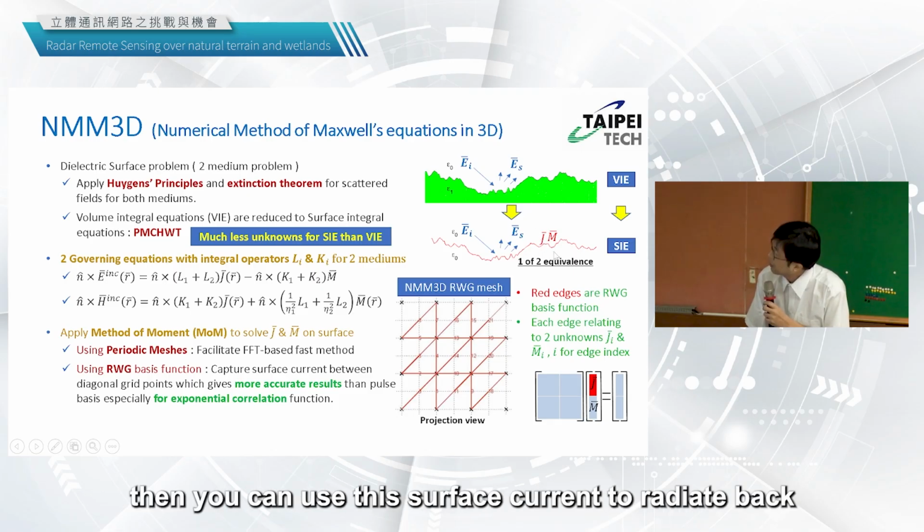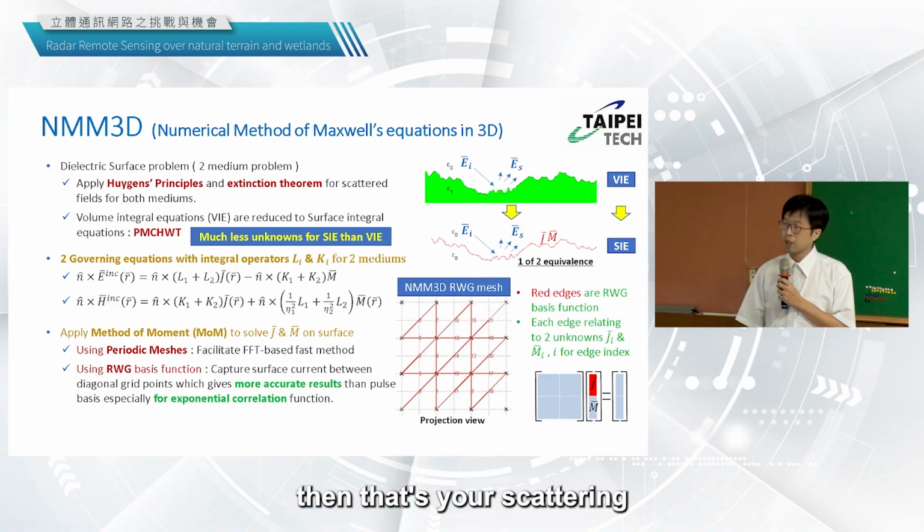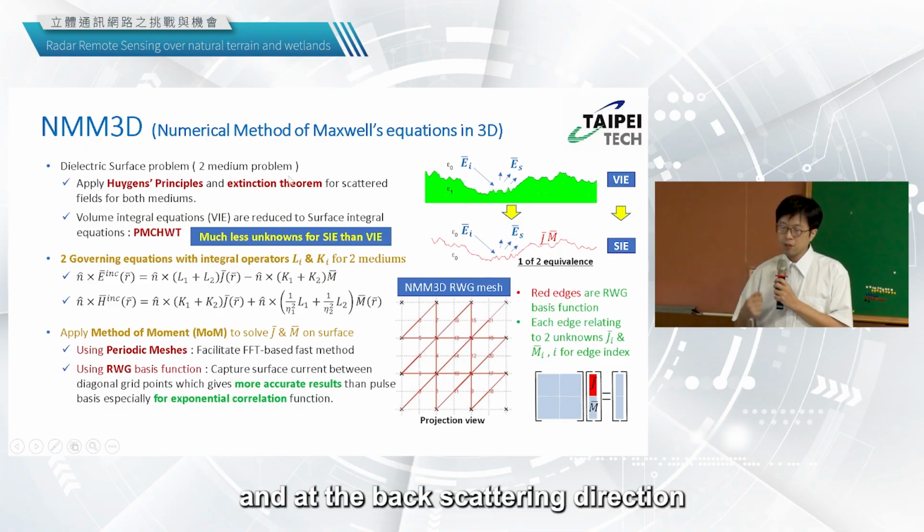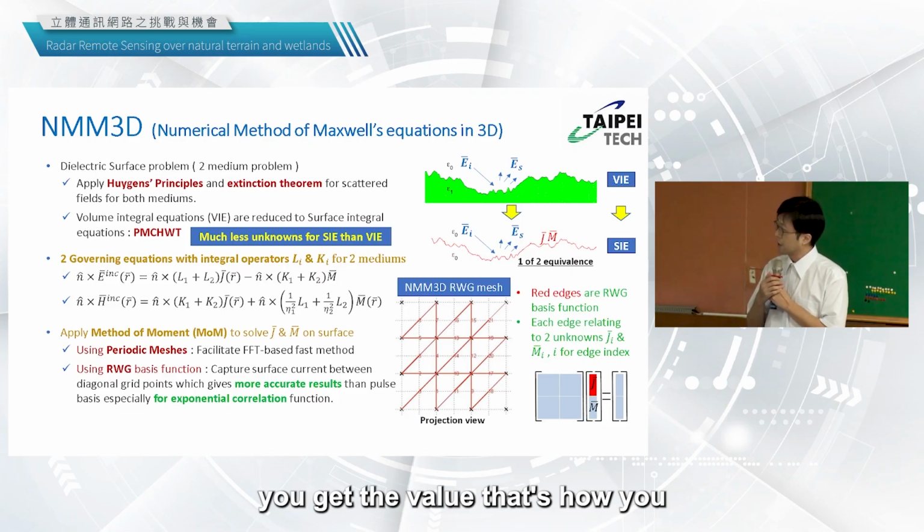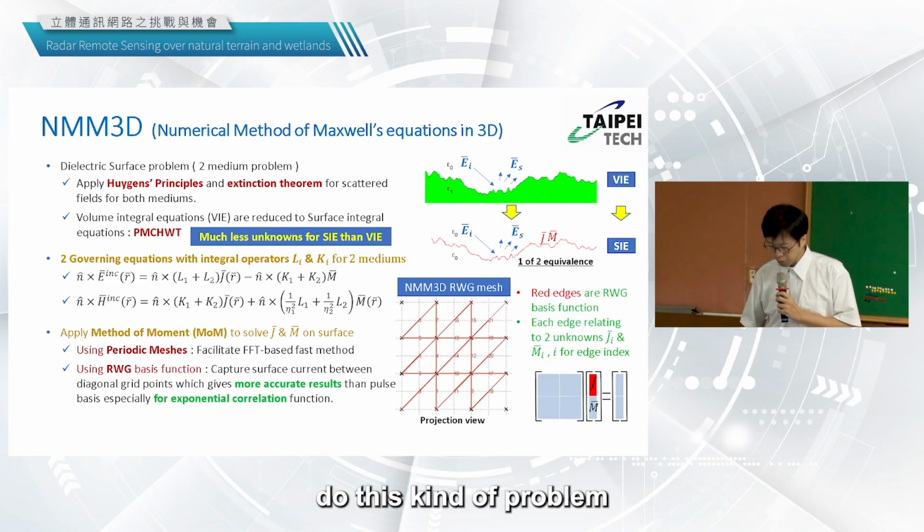Then you can use this surface current to radiate back. That's your scattering, and at the backscattering direction, you get the value. That's how you do this kind of problem.